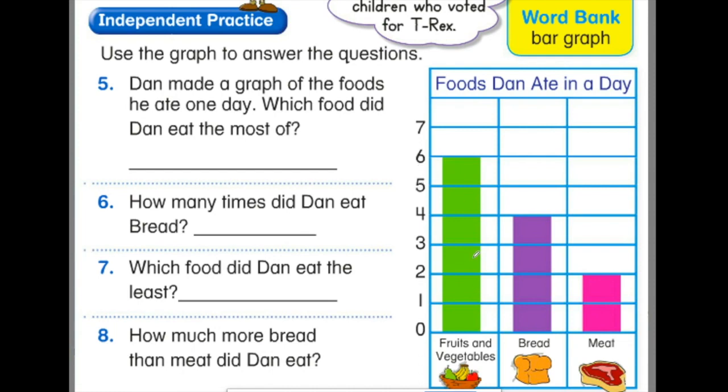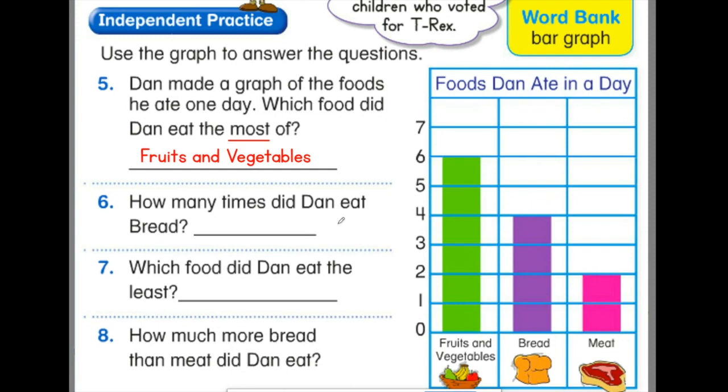So let's look at question number 5. Dan made a graph of the food he ate one day. Which food did he eat the most of? Take a minute now to look at the bar graph and find which one shows the type of food he ate the most of. So most, biggest, tallest. And if you're looking at this bar graph, the tallest bar is our bar in green. So our answer is fruits and vegetables.